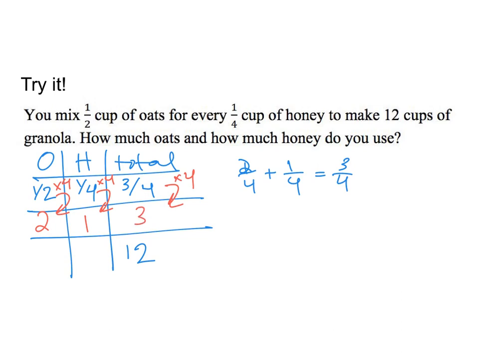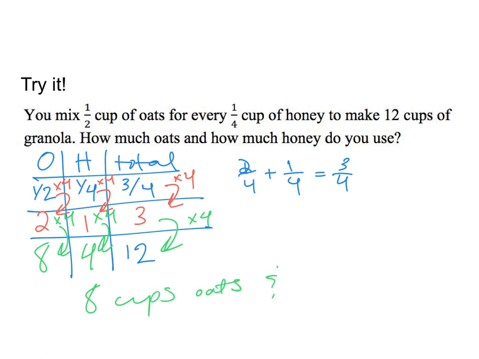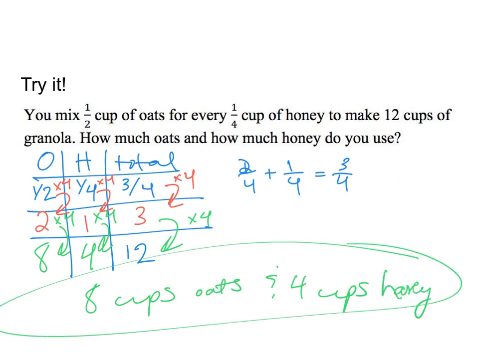From here, what I'm going to see is that to get from 3 up to 12, I'm just multiplying by 4. So I'm going to multiply each of these pieces by 4. 2 times 4 is 8, 1 times 4 is 4, which means I use 8 cups of oats, and I use 4 cups of honey.